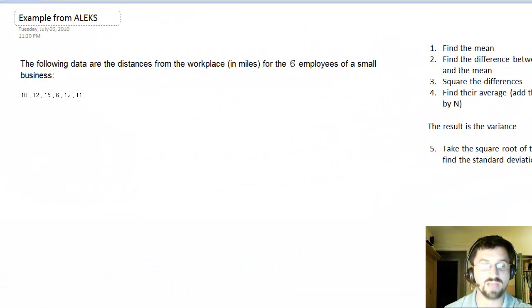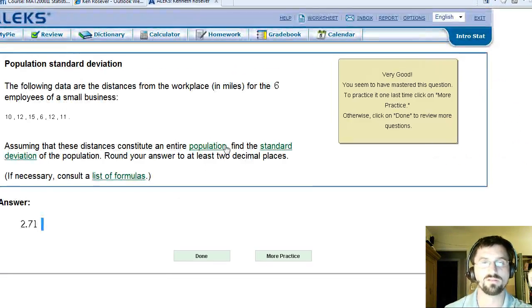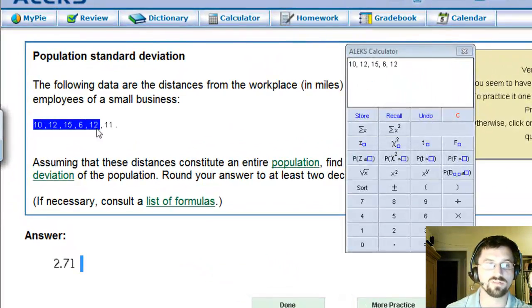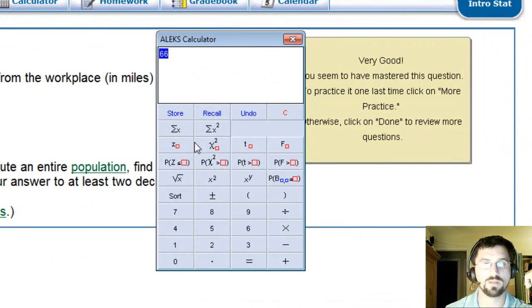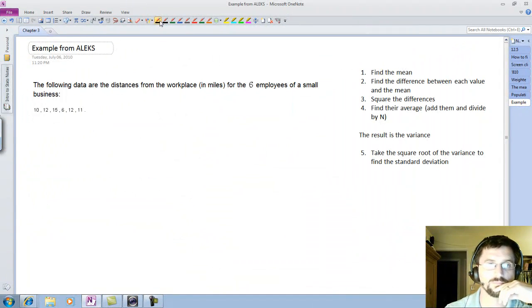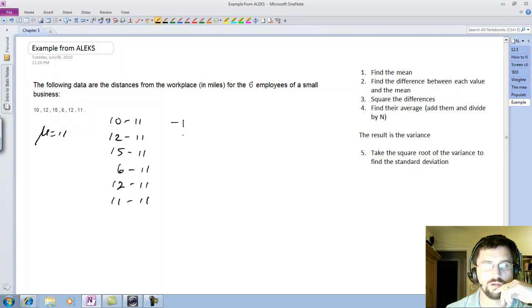I'm going to do these calculations in ALEKS so that you'll know how to do it. In ALEKS, to find the mean, we slide across those and hit sum and divide that sum by the number in our population, which is 6. So it's going to come out to 11. So my mean equals 11. Now I'm going to find the differences between each value and the mean. So I go 10 minus 11. So we have negative 1, 1, 4, negative 5, 1, and 0. And if I did this right, these should all add up to 0, and they do.